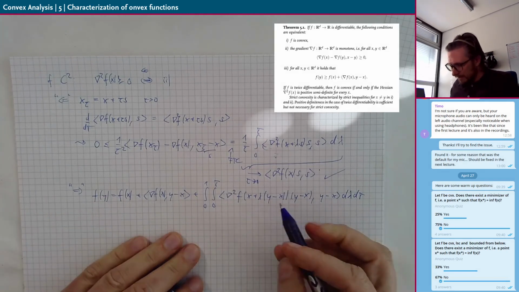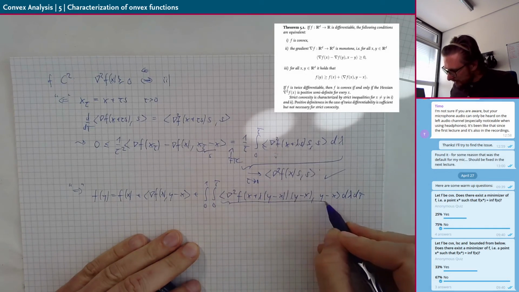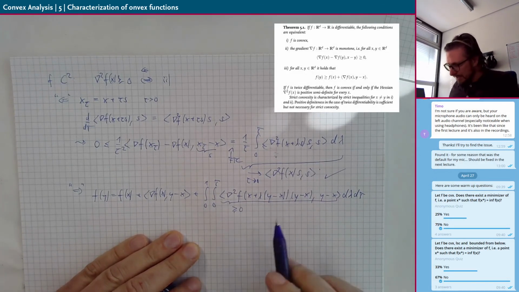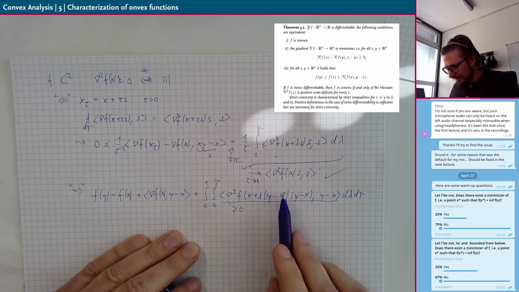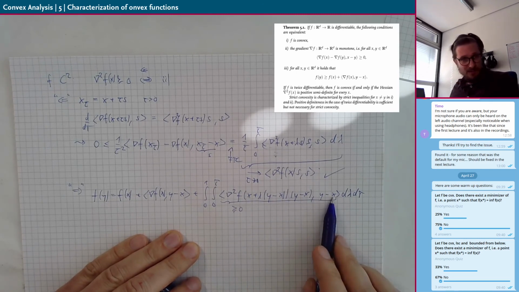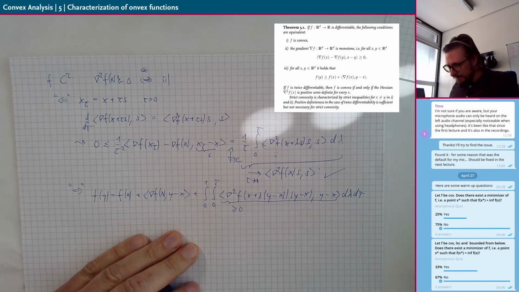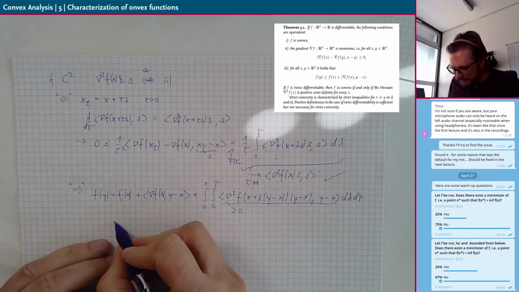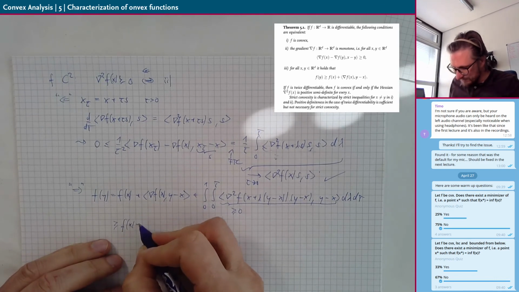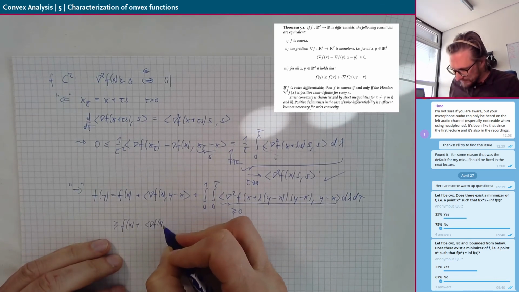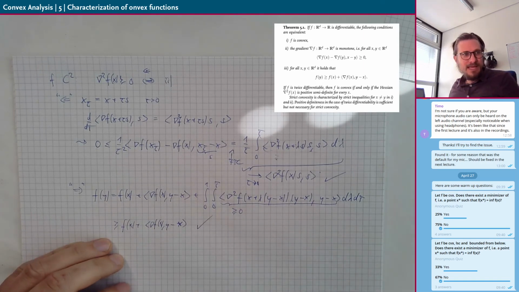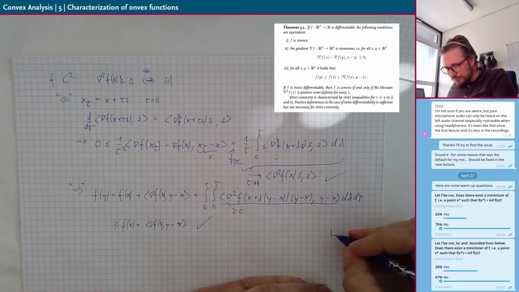Okay, so by assumption we know that this is non-negative because it's of the form Hessian at some point times the vector, so it is non-negative by positive semi-definiteness, and then we're already done. It's f of x plus gradient f of x times y minus x. And this is what we wanted to show. And that is the complete proof.